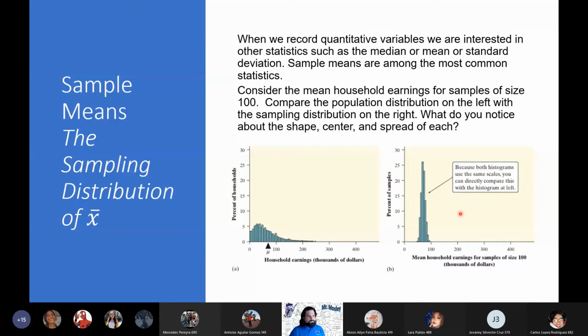So the sampling distribution, I guess in terms of statistics, behaves better because we can call it approximately normal and we can do a lot more stuff with it.